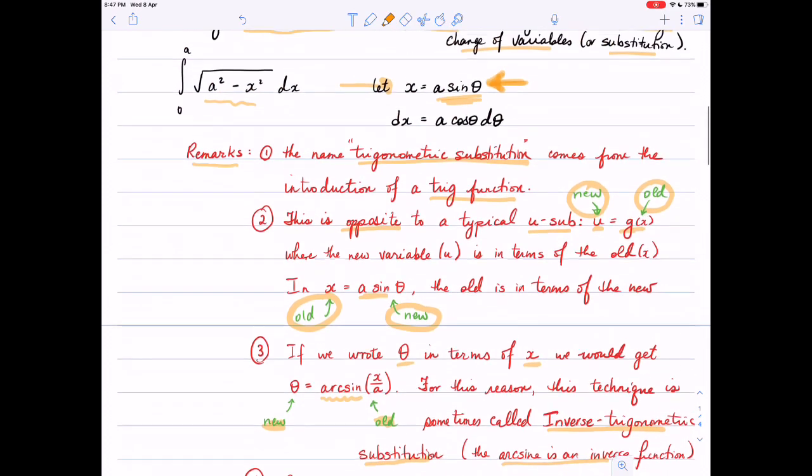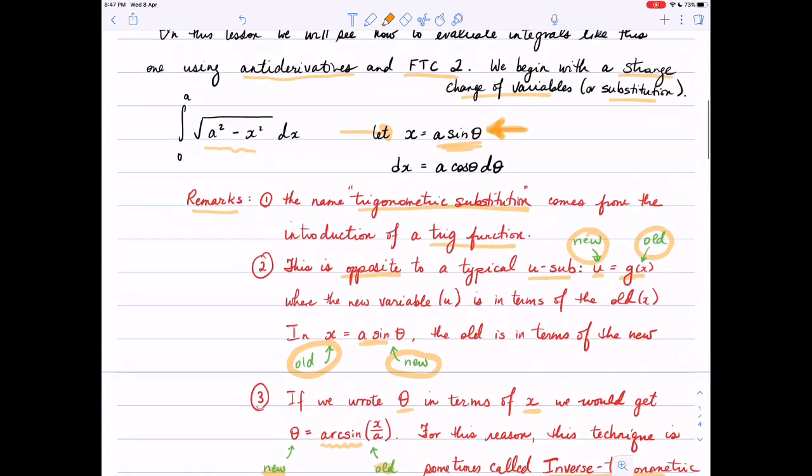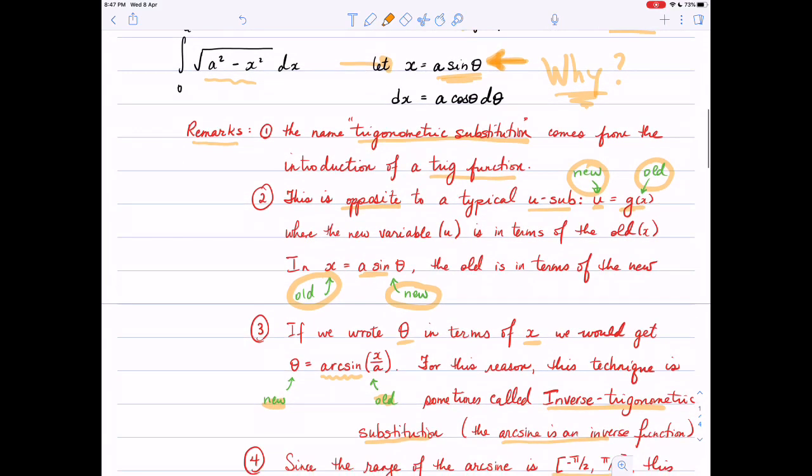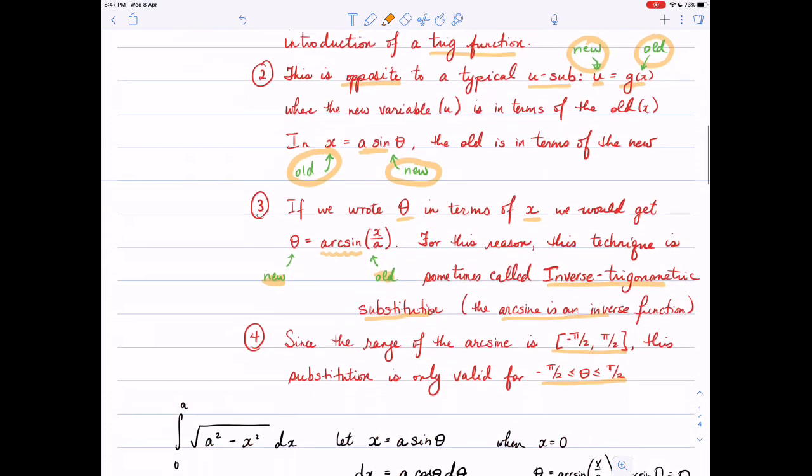So after all of those remarks, you probably still have another question, which is why? Why would we do this? And so we're going to take this integral and work through the calculations and figure out how making an introduction of a trigonometric substitution of a trigonometric function unlocks the integral for us and lets us evaluate it as a trigonometric integral.